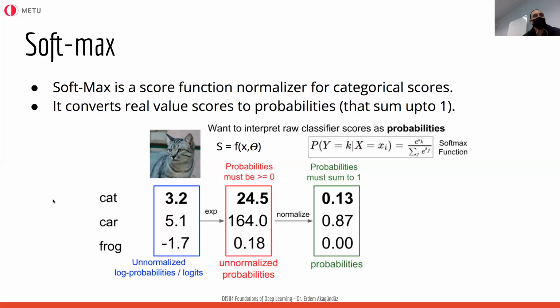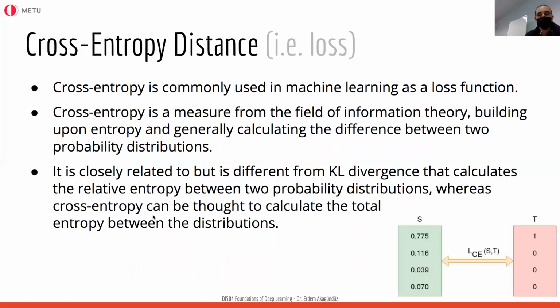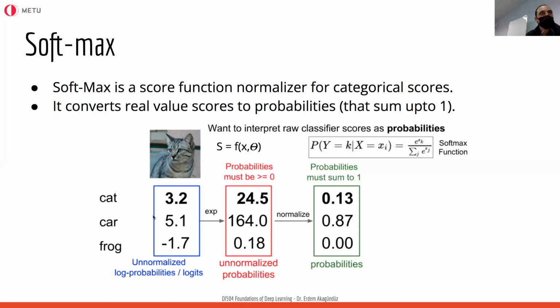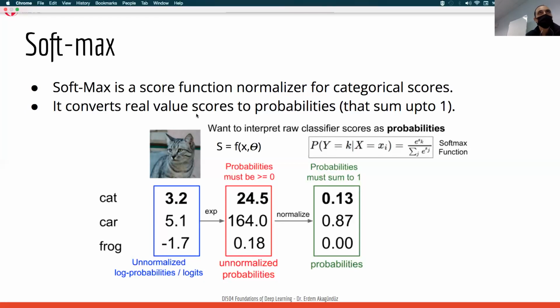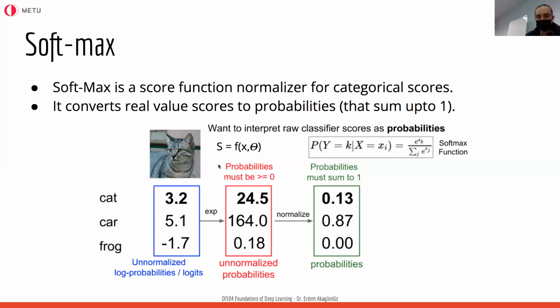A good example is, let's add a value to all of these. Let me get my pen. Terrible pen. So I'm adding 1.7 to all of them. In this case, this is going to be 4.9, this is going to be 6.8, and this is going to be 0. If you calculate the softmax function, you'll get something very similar. So it doesn't necessarily mean anything for this very simple example.